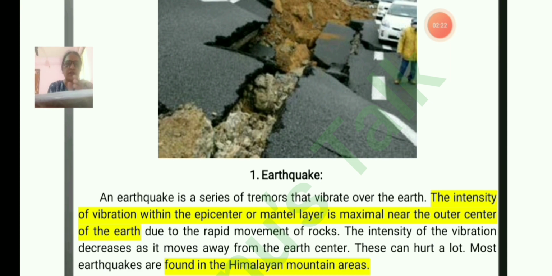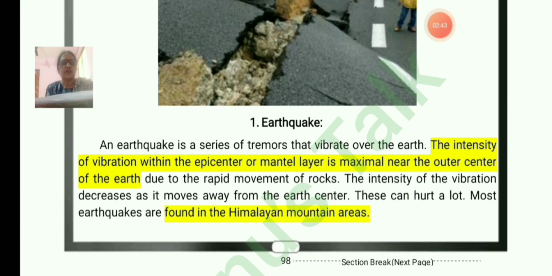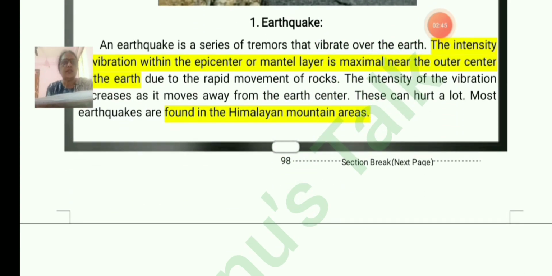The stress overcomes the friction. During that time it releases energy in waves, and those waves travel through the earth and the earth's crust and cause shaking. So this is the reason for the earthquake. And most earthquakes are found in the Himalayan mountain areas.